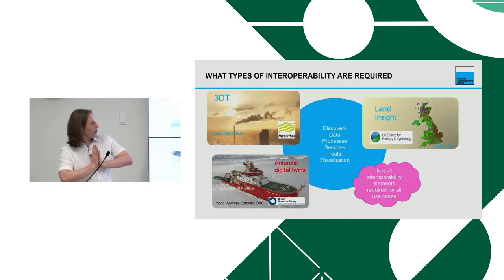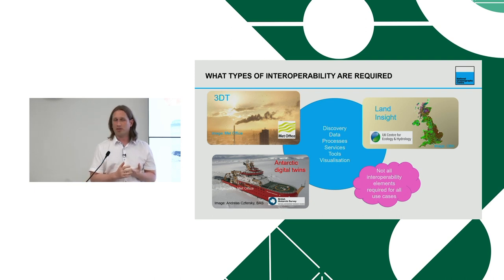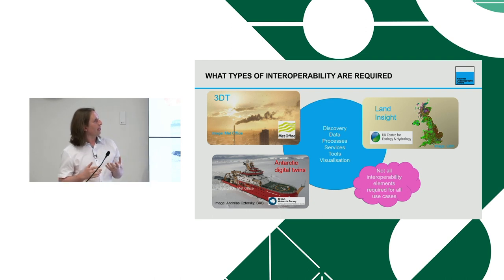So this is the one slide I've got to introduce the why. This came out of one of the first projects we did. We were looking at use case-based development of an information management framework, and I'll cover what that is. And we had three use cases. We had the Met Office with a model called 3DT, which is effectively a dispersion model used for things like incident response when there are pollutants in the air.